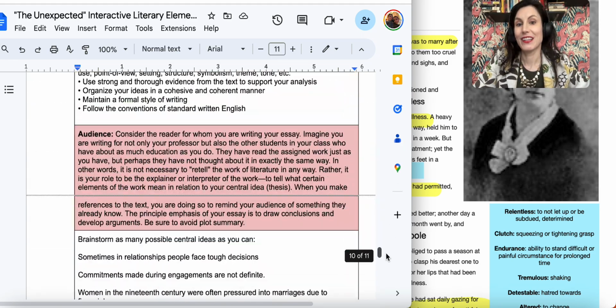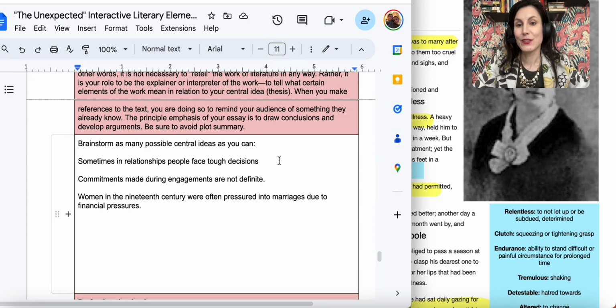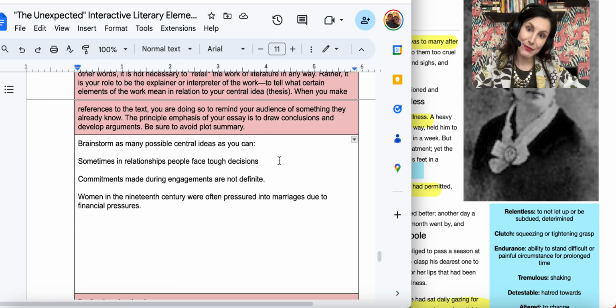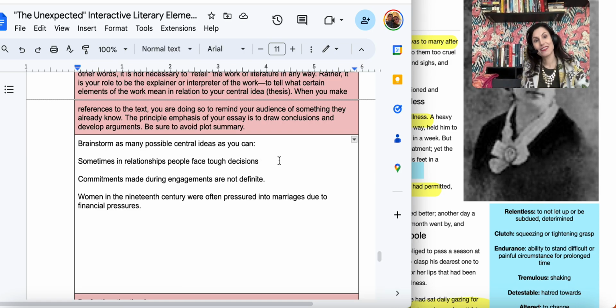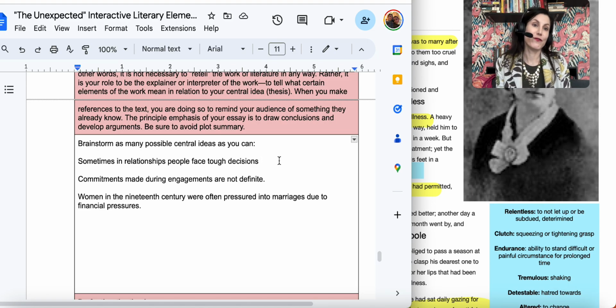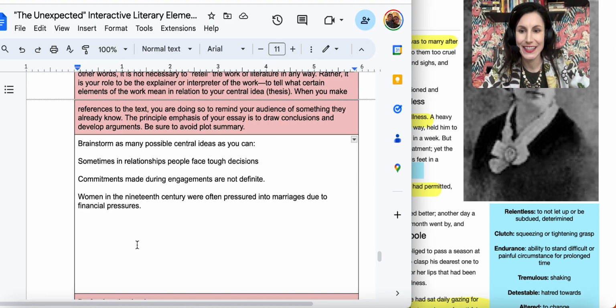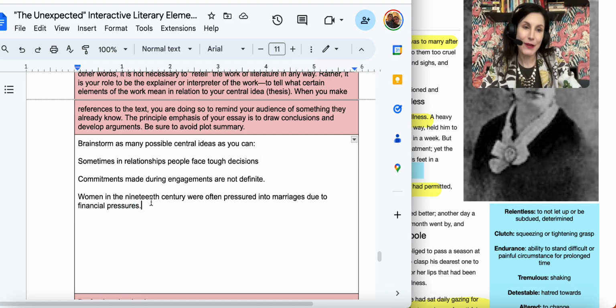Now we have to come up with a central idea. So I've brainstormed some. Sometimes in relationships, people face tough decisions. Sometimes commitments made during engagements are not definite. Women in the 19th century were often pressured into marriage due to financial circumstances. So now I'm probably going to go with this one.